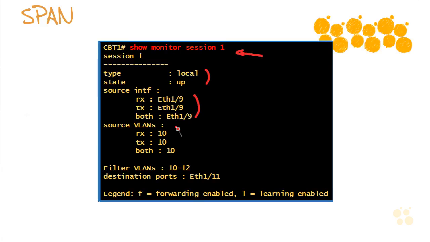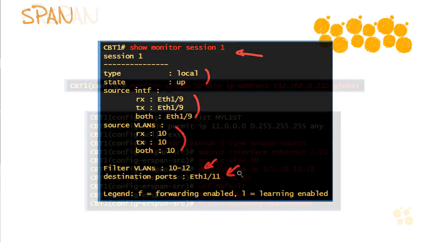And I'm also going to be grabbing the traffic off of VLAN 10. We see our filter configuration and we see our destination port configuration in this powerful show command.